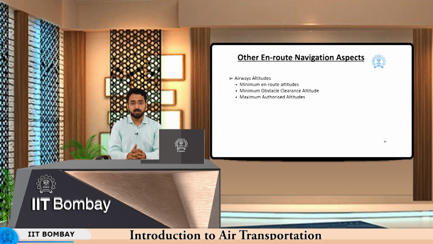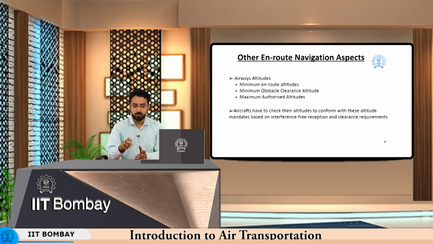Minimum obstacle clearance altitude corresponds to the minimum altitude available for the aircraft to operate in the planned course, whereas the third one, the maximum authorized altitude, corresponds to the altitude that is useful to receive accurate, interference-free signal reception and also complies with the obstacles en route.